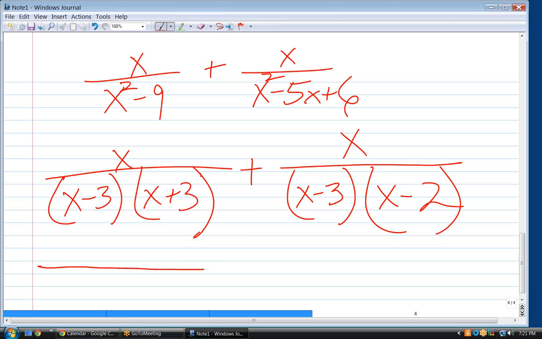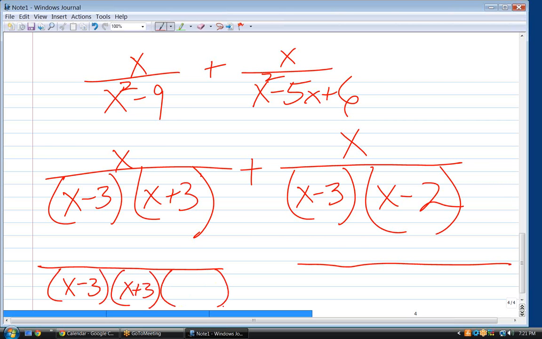In other words, what is my lowest common denominator going to be based on what I'm looking at here? It's clearly got to have an x minus 3 in it. Clearly got to have an x plus 3 in it. What else does it have to have in it? x minus 2. Yeah. That is my least common denominator. Why? Because that term divides evenly into it, and so does that term. That's what I need.